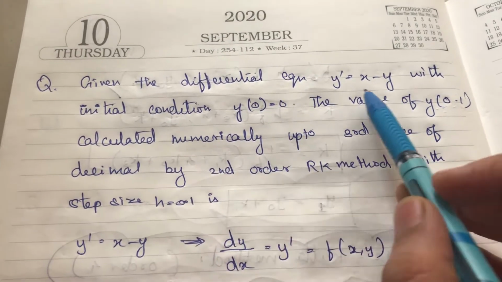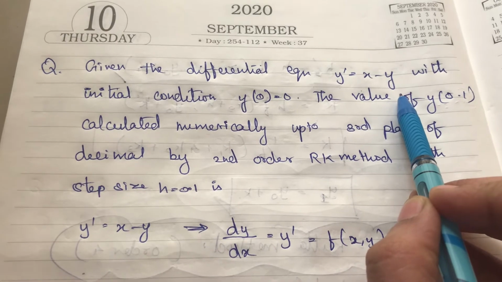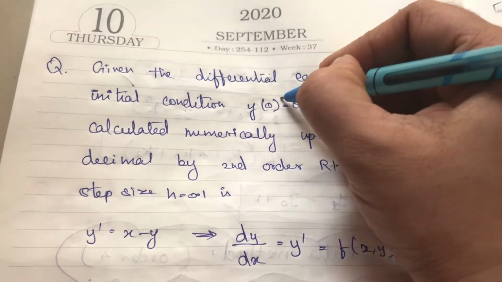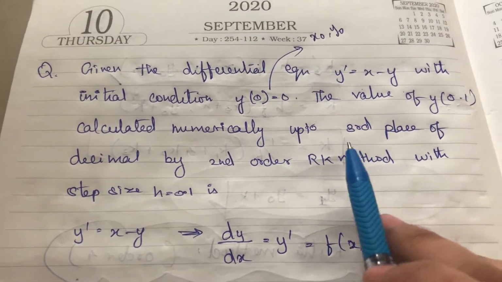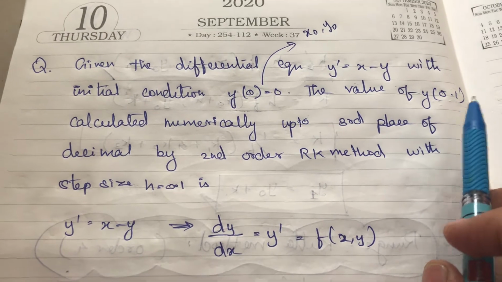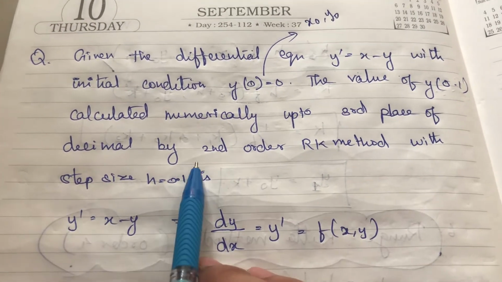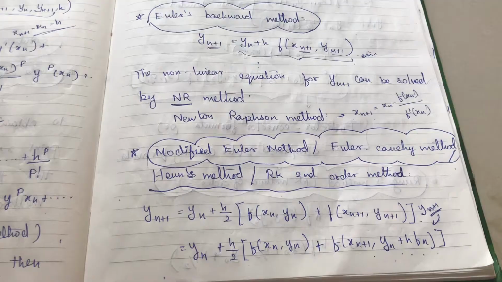The given differential equation is y dash equals x minus y. They have given the initial condition, from which we can easily find x naught and y naught values. And the value of y of 0.1 is to be calculated numerically up to third place of decimal by second order method.